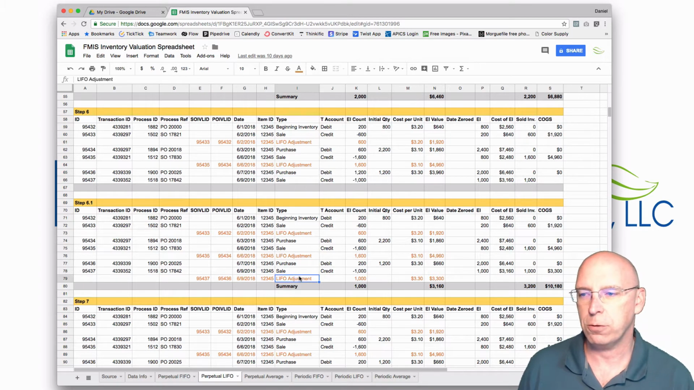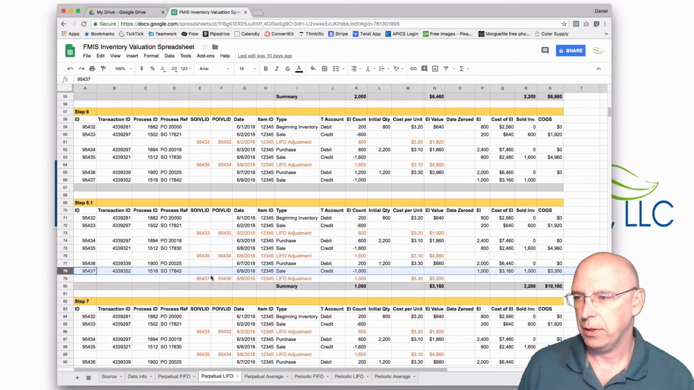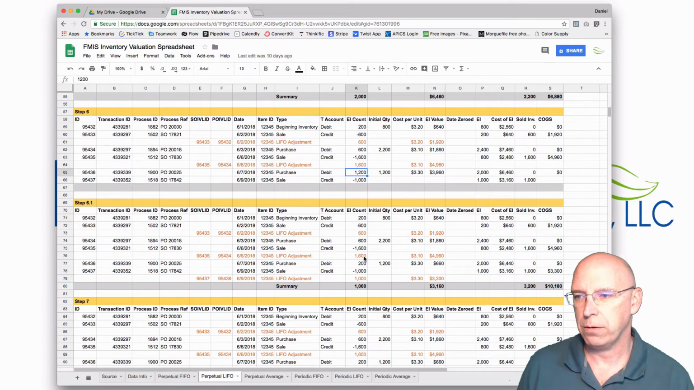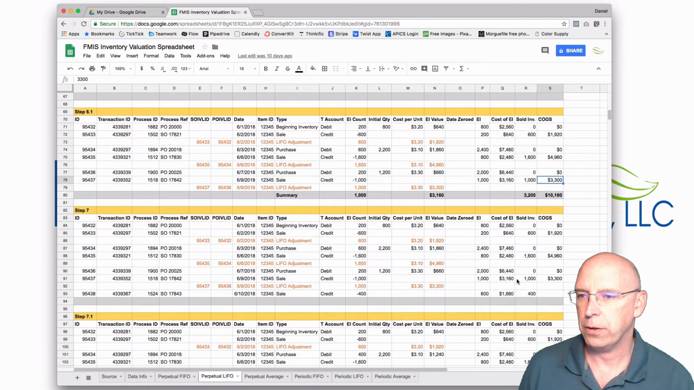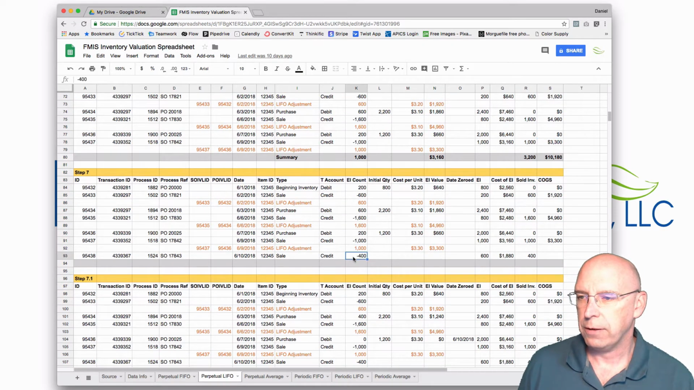So we go down to the LIFO adjustment. Here's our sales order item valuation log ID, which points to this line, and it's going to draw from the most recent purchase. It takes that 1,000 out of the 1,200 that were there, and that leaves it with 200 left. That gives us an ending inventory of 1,000, and that purchase at $1,003.30. Cost of goods sold is $3,300. We have another sale at 400.